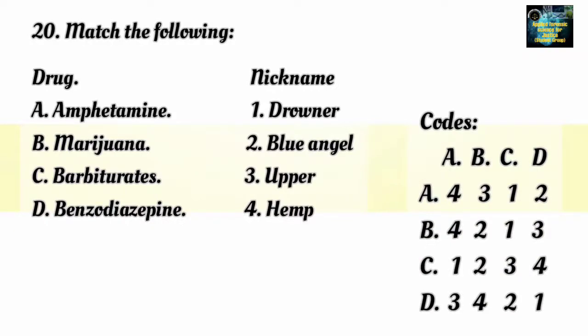The sequences are option A. 4, 3, 1, 2, B. 4, 2, 1, 3, C. 1, 2, 3, 4, D. 3, 4, 2, 1. The answer is option D. 3, 4, 2, 1. That is, amphetamine is called upper, marijuana is called hemp, barbiturate is called blue angels, benzodiazepines is called downer.